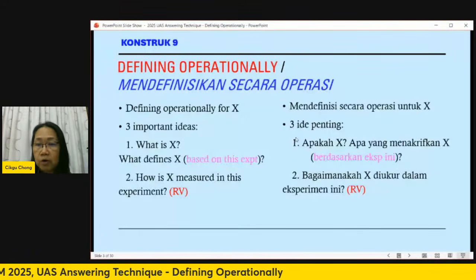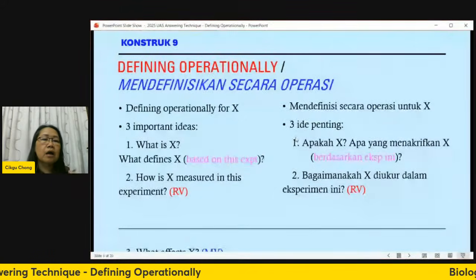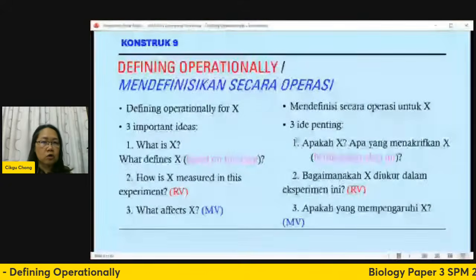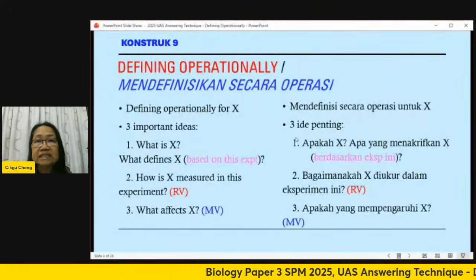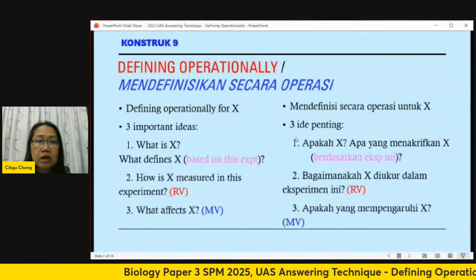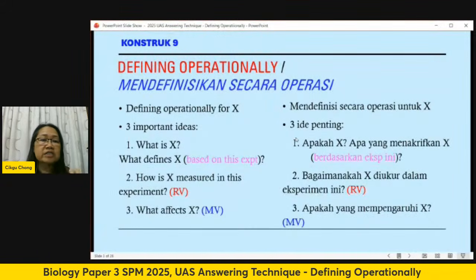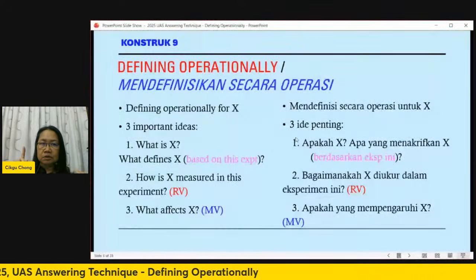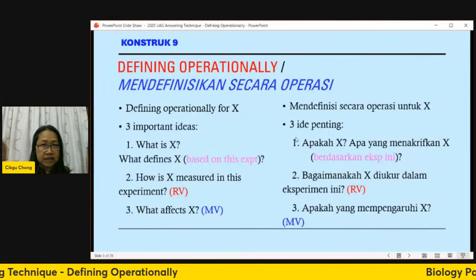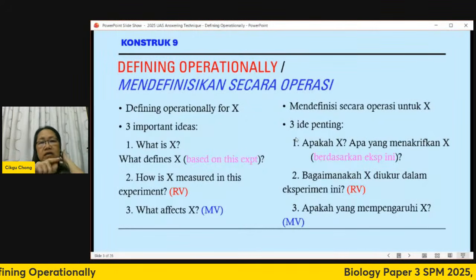Okay, and the third point you have to mention is what affects your X. X means either diffusion or whatever they ask, like photosynthesis or transpiration. What affects it? What is your MV, in other words? So the first point is what is X, as a statement.